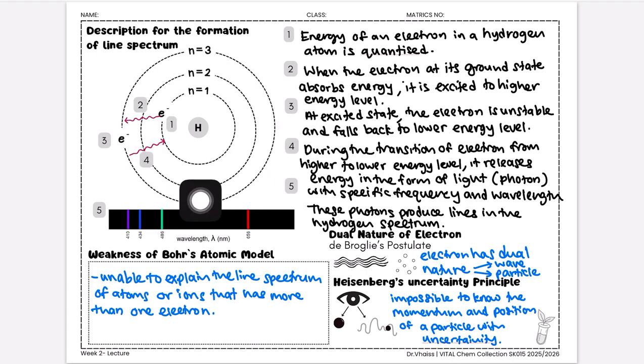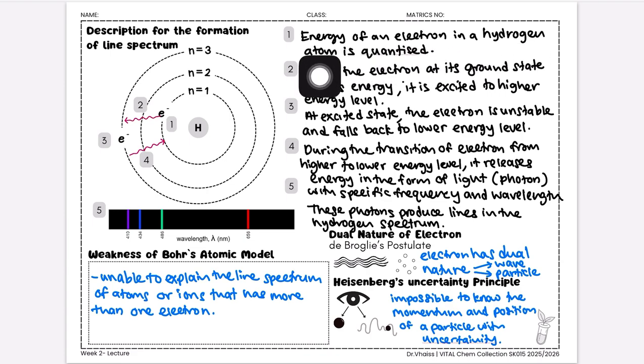Okay, so we have Bohr's atomic model over here, a simple description, and I hope you recall that n equals 1 is our ground state, and all the other higher energy levels we can classify as excited states. Okay, so let's start describing the formation of line spectrum here. So what do we have here?